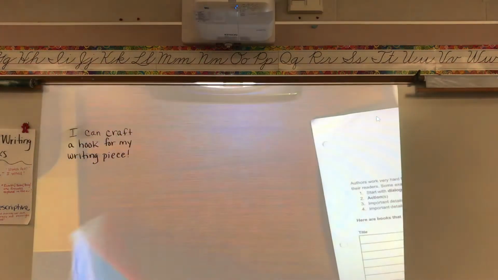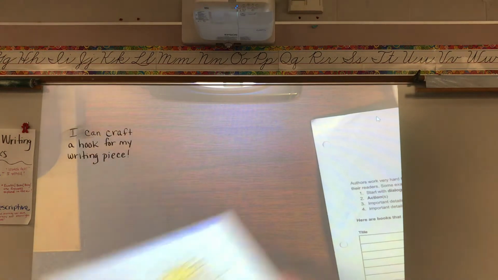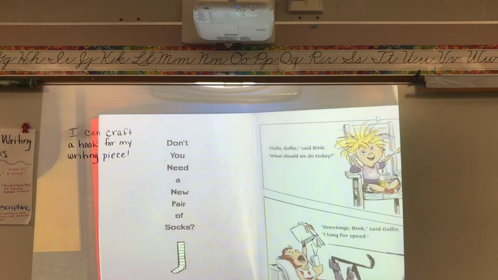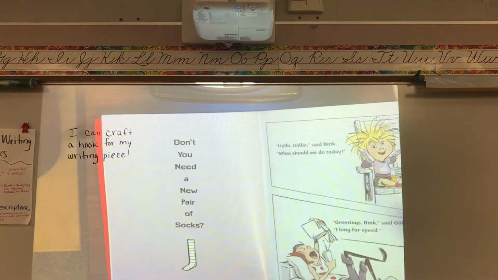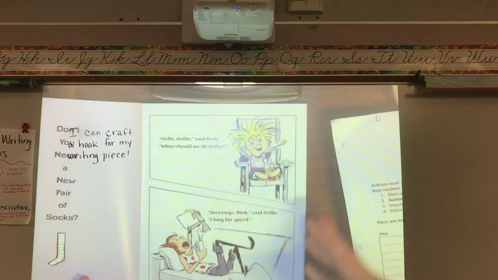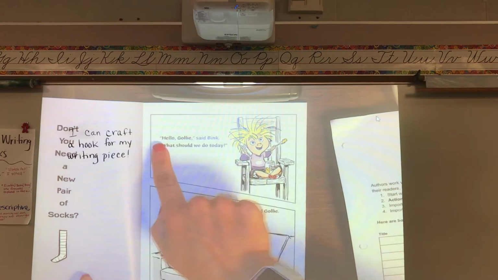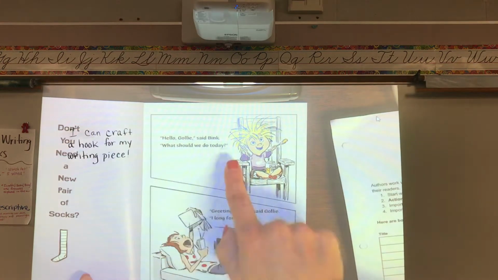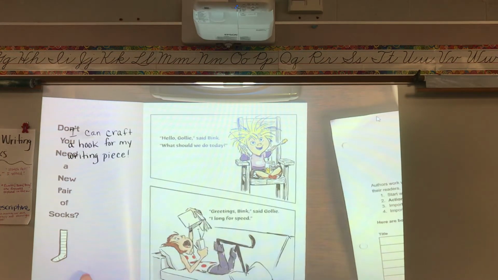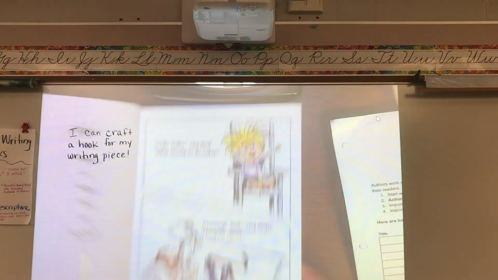Here's another story within this text. Okay, this one's called You Don't Need a New Pair of Socks. And again, you can see, "Hello, Gollie," said Bink. "What should we do today?" You can see how the author started with dialogue. So they're hooking the reader in by starting right out with a person's conversation.